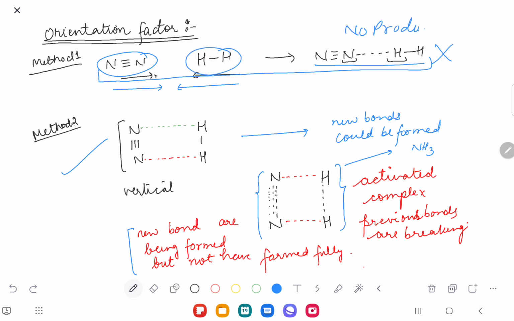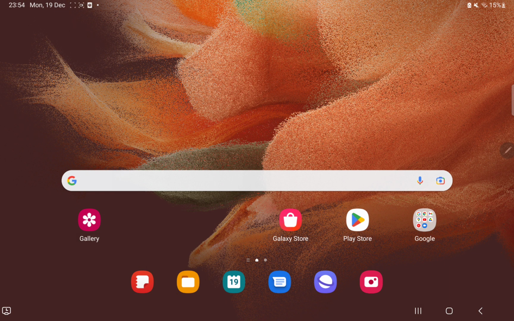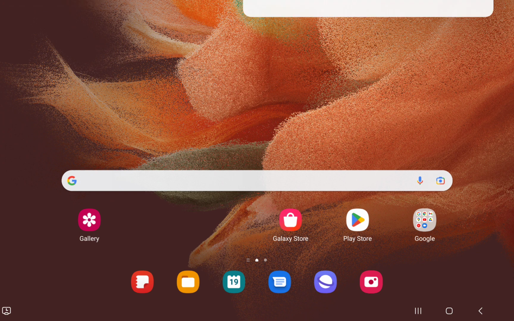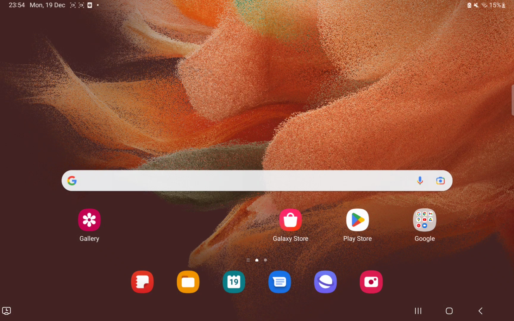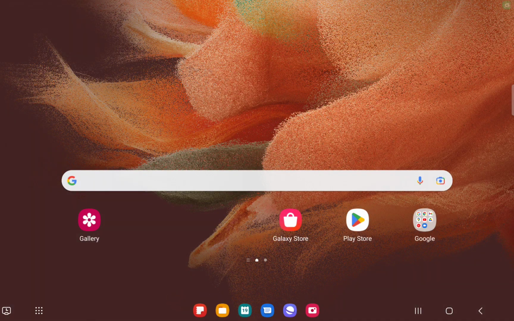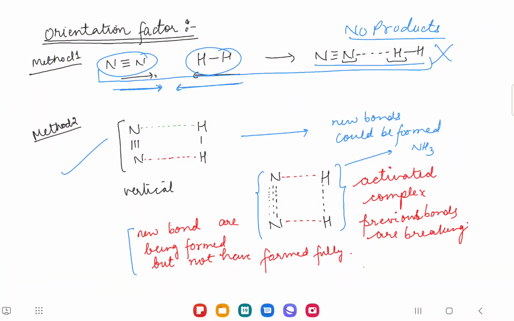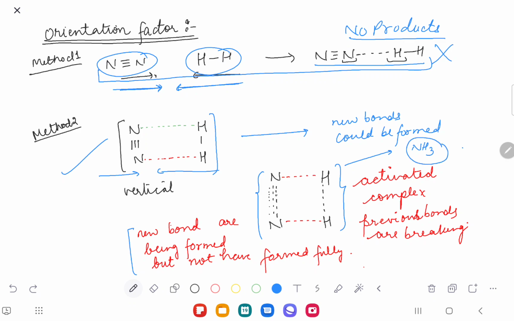Why? Products would be formed when there is enough collision. The collision was taking place at a very, very fast pace, but the orientation was not proper. Do you understand? The orientation was not proper. I hope you're understanding. Okay, so that's the concept. In the second case, the collision was fast also, and there was a proper orientation also. That is why new bonds could be formed.